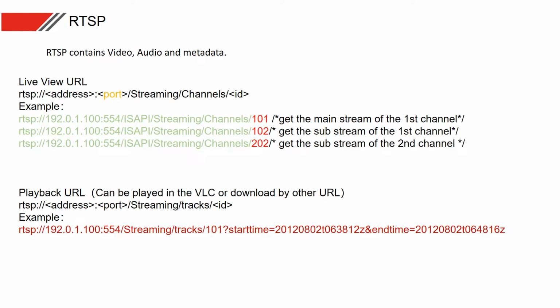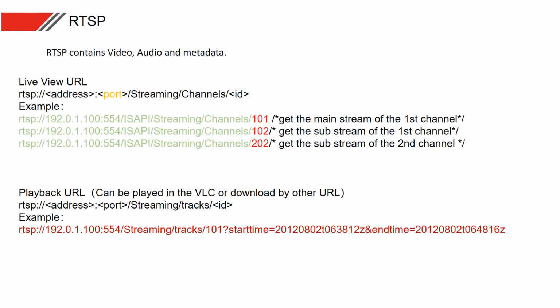We also provide the standard RTSP URL, so you can see the example at the bottom. Here we say which camera you will get a stream from. You have the camera's IP address, and 554 is the RTSP port, the default RTSP port of a camera. The URL includes the start time and the end time. That means you can check which video clips are from when to the end time. So you can also check this kind of information.